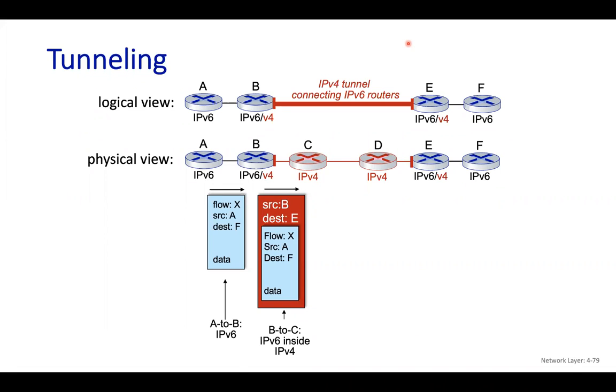Follow-up question: B knows C, but how does it know D is the IPv4? You mean, how does B know D is IPv4? I don't think B needs to know D is IPv4. He only needs to know what is the last router to be the IPv4 to IPv6, right? So that's what we mentioned previously.